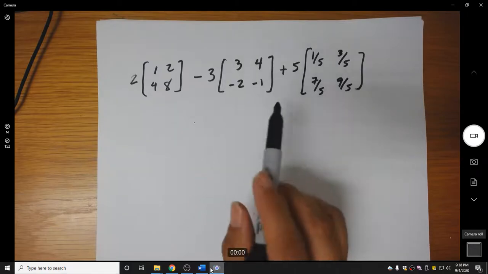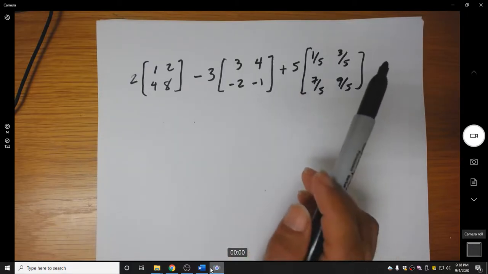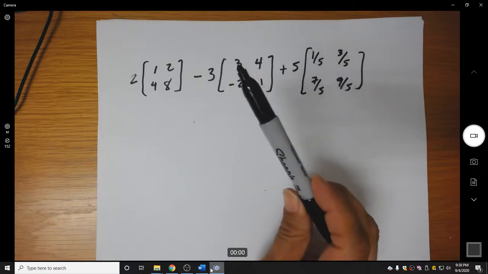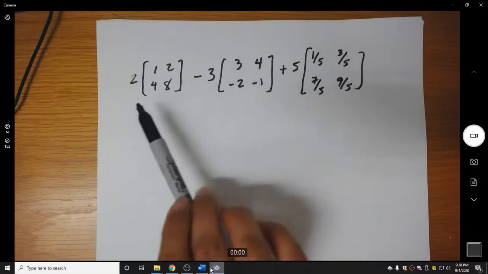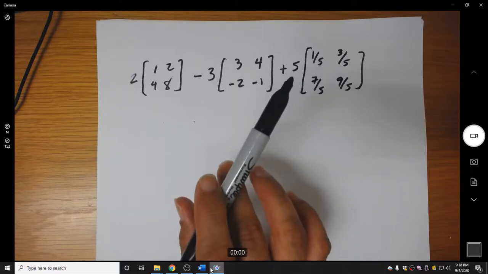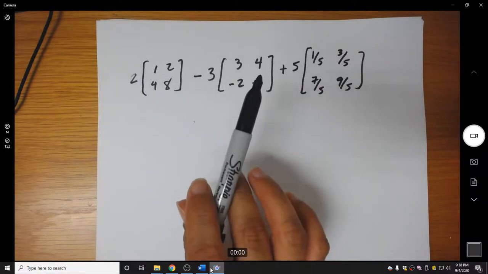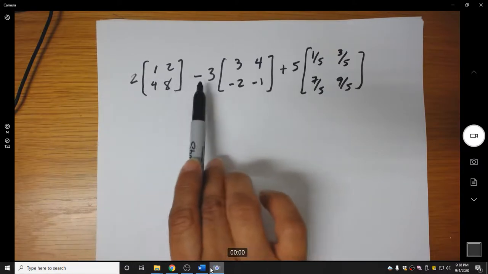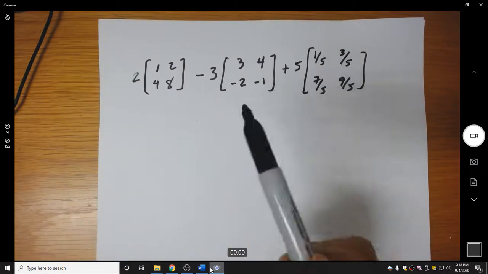Okay, so there is an order of operations when you are performing matrix operations involving addition, subtraction, and scalar multiplication. It is the scalar multiplication that gets done first. So I have to take care of this 2 times that matrix, 3 times that matrix, 5 times that matrix first.